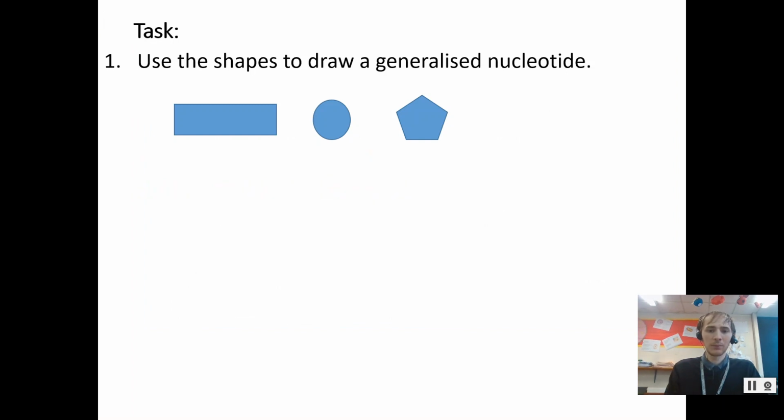Now ATP is very linked to a generalized nucleotide. So what I'd like you to do in your books, and I will give you 1 minute for this, is draw me a generalized nucleotide from the shapes that I've just given you. I'd like you to label it and tell me what each bit would be. What would the circle be? What would the pentagon be? And what would the rectangle be? This should be very familiar from the nucleic acids topic. So I have 1 minute starting now.